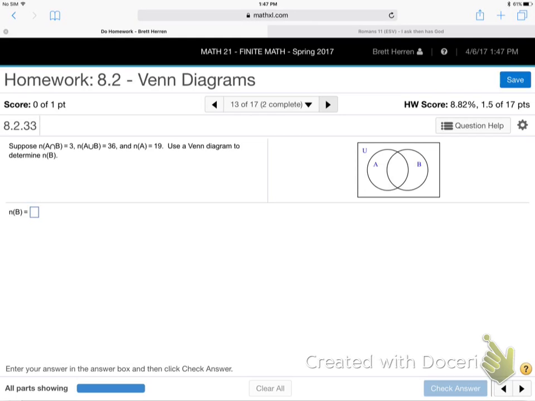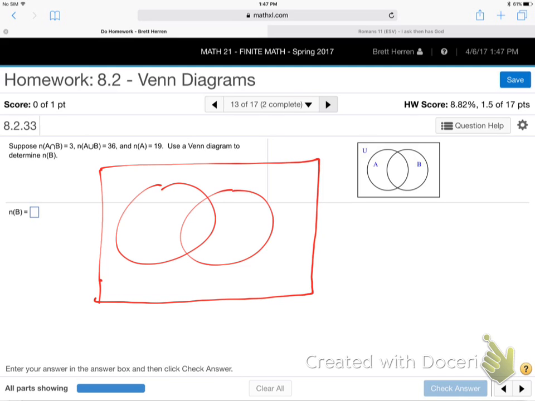All right, so I'll just redraw it right here a little bigger. So we have A, B. See what you can do. I'll give you a second on this one.